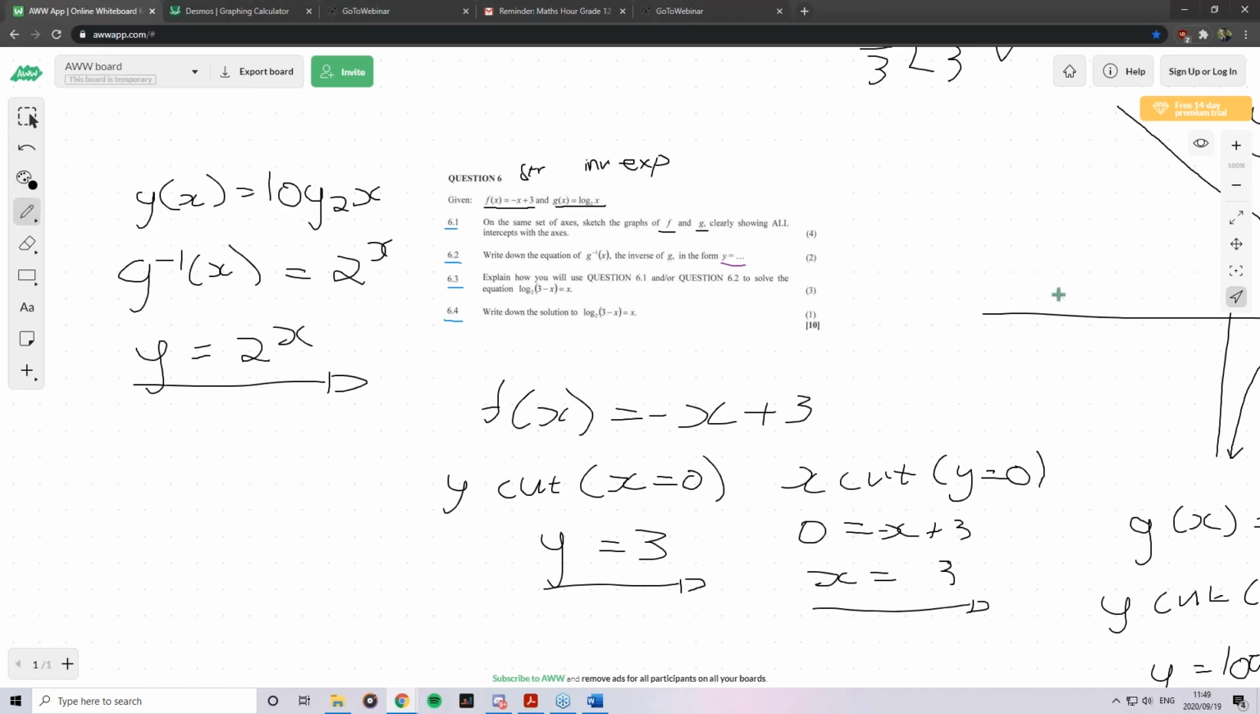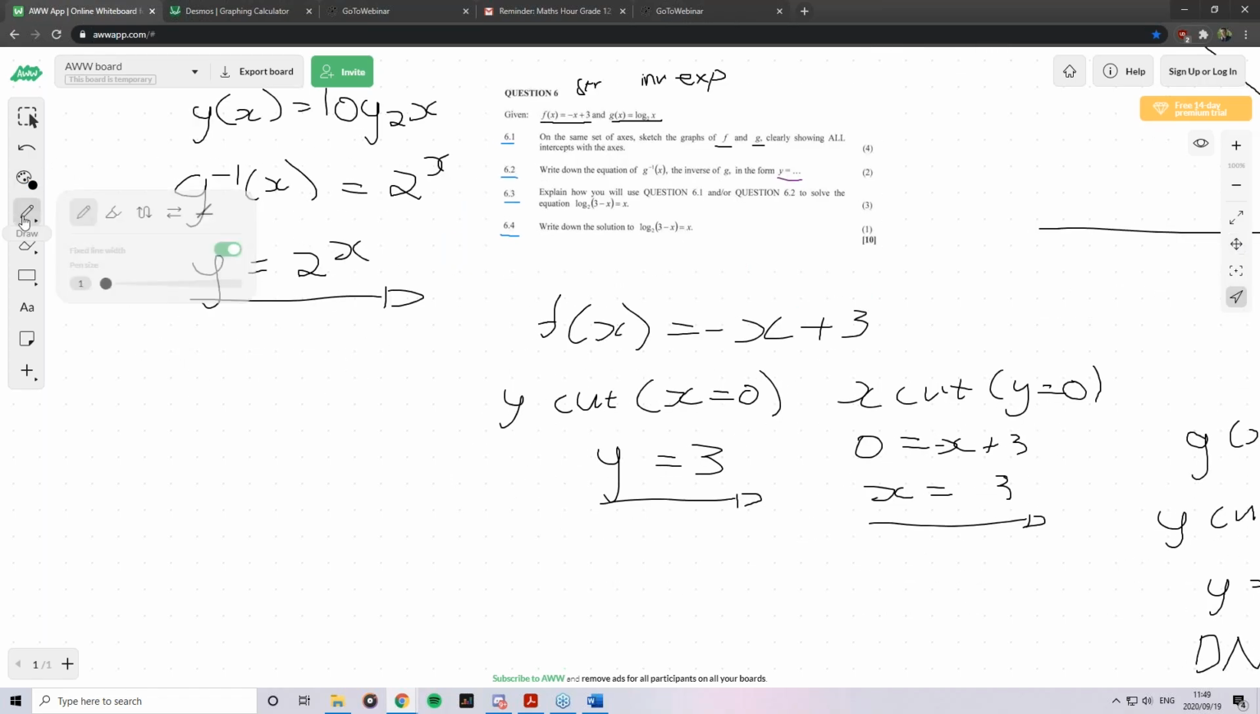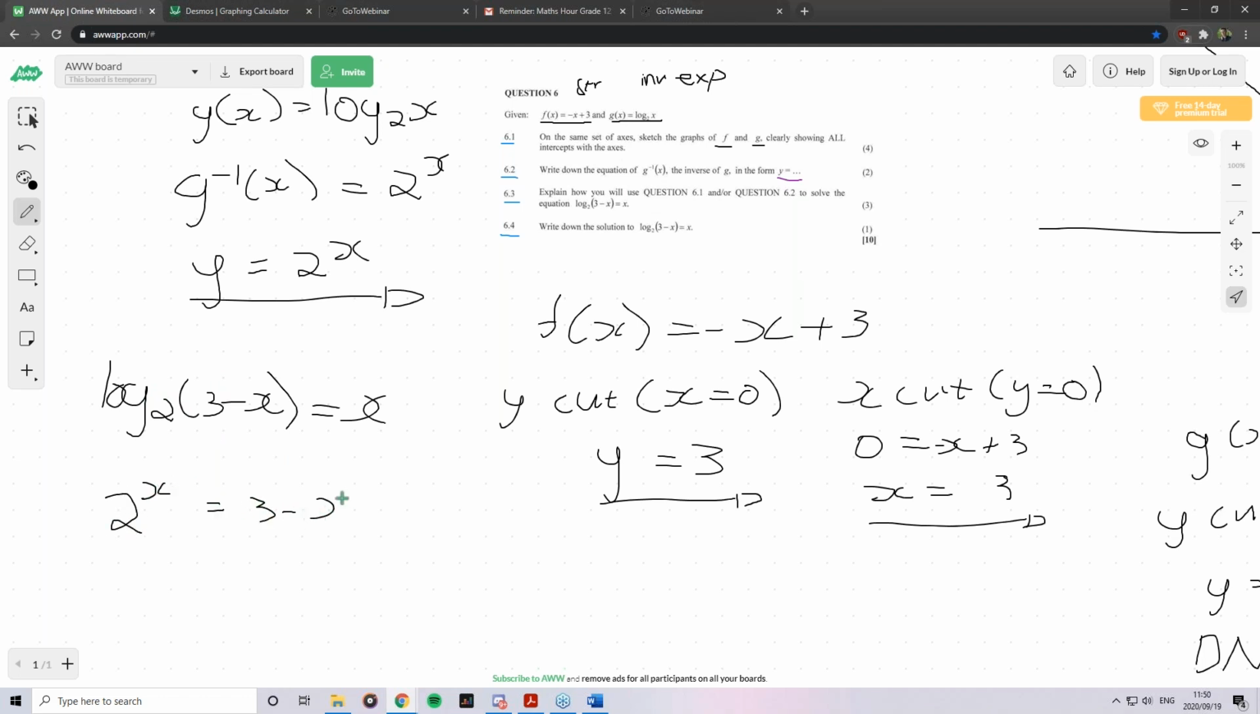Okay, cool. So we have that log base 2 of 3 minus x is equal to x. What this means by the definition earlier is that 2 to the power of x is equal to 3 minus x. What do we note here? We've just shown that the inverse of g is 2 to the x. So this is g minus 1 of x. But what we also have is that 3 minus x looks familiar. And it looks familiar because this is f of x. Minus x plus 3 is 3 minus x.